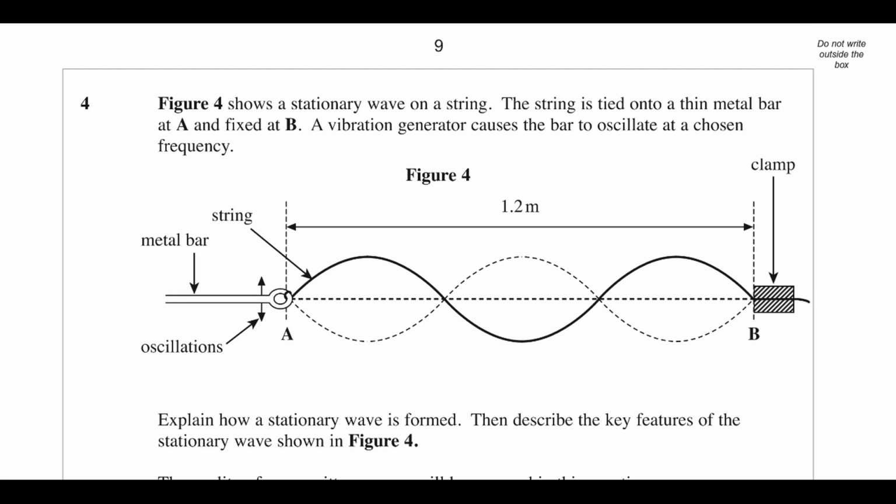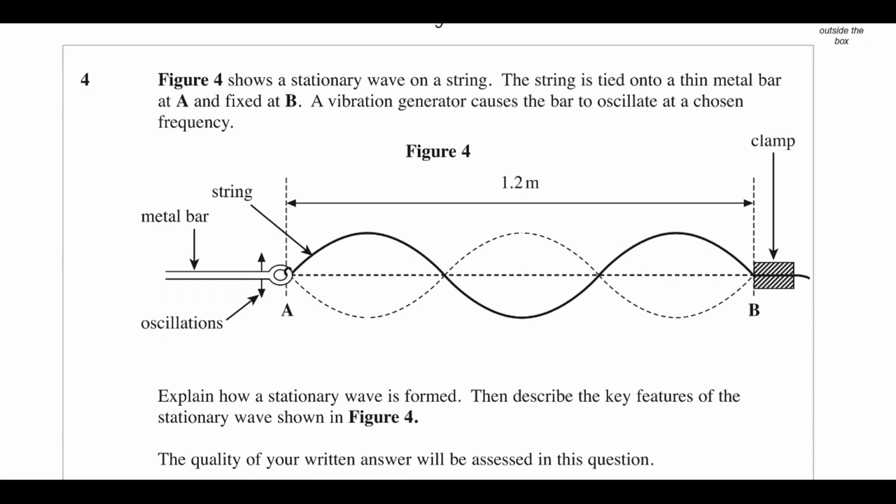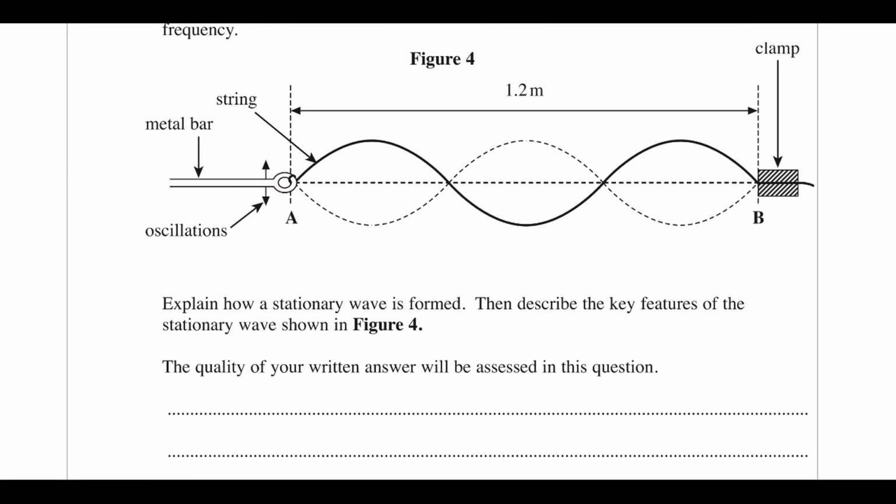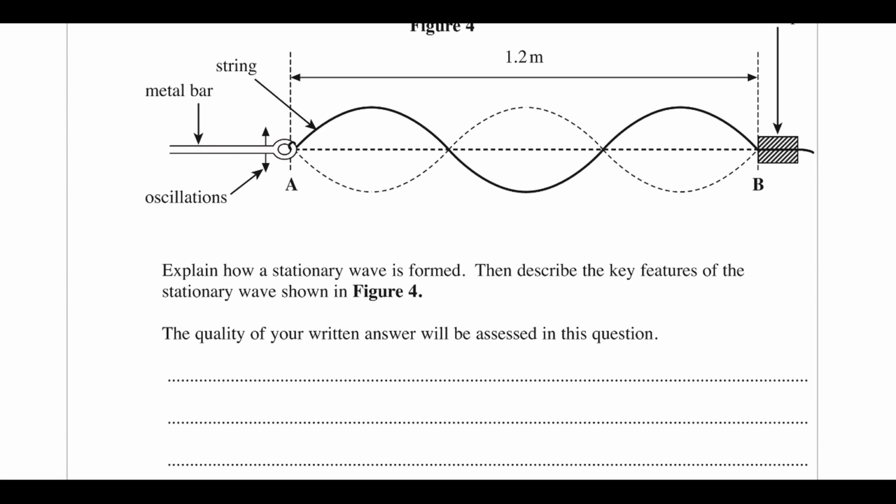Alrighty, so we're going to look at some stationary waves. So it's fixed at one end, that's on this one where it's clamped over here and forced to be a node here, and we've got it oscillating on this side at A, and we're going to oscillate it at a fixed frequency. So we're going to do a longer answer question: explain how a stationary wave is formed, and describe the key features of a stationary wave.